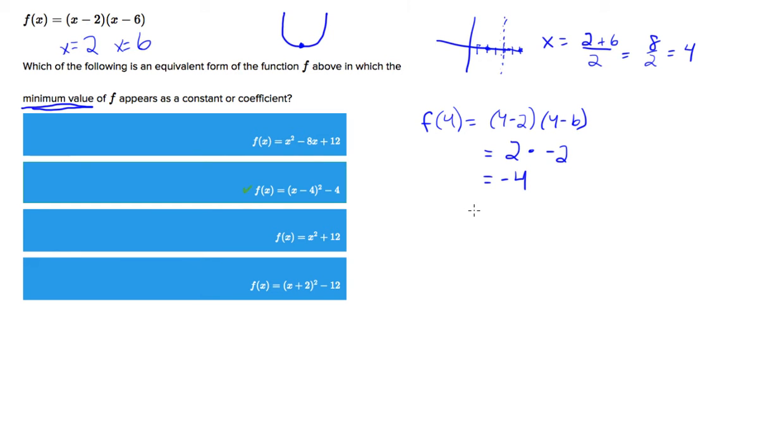So really all we're doing here is looking for the value negative 4 to show up either as a constant or a coefficient in one of the answers. Given that negative 4 shows up in 2 places here, that makes this the only answer.